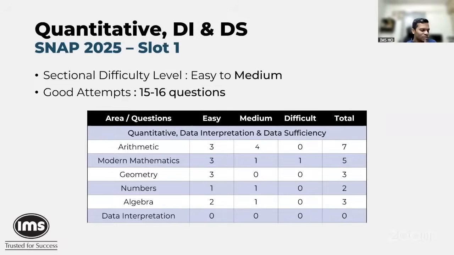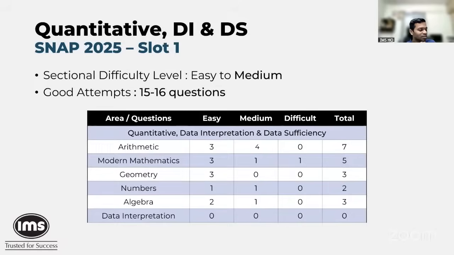So just because they used a lot of simple values, you can see in the comment section also, right? There are people writing 19 attempts, 16, 17, 20, 18, 20, 19. In the previous years of SNAP, this would not have happened. In the last 4 to 5 years I don't recall it being this easy when it comes to the quant section.